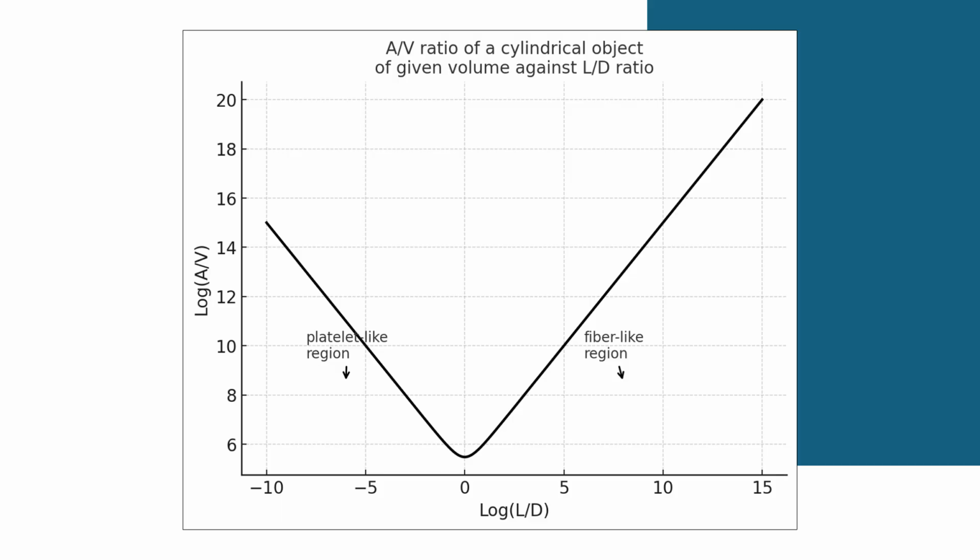To answer this question, let's look at this graph, which shows the surface to volume ratio for different shapes. The highest surface area per unit volume comes from two extremes: long, thin shapes like fibers, or short, wide shapes like platelets. And that's exactly why the most effective reinforcement materials are fibers, such as carbon or glass fibers, or platelets like graphene or clay nanosheets. Their large surface area means more contact with the matrix, better load transfer, and stronger performance.